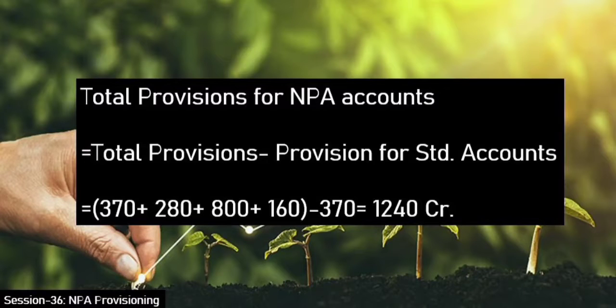So total provisions for an NPA account is derived by total provisions we calculated here minus the provision for standard accounts, because standard accounts is not categorized under an NPA. So from the earlier slide, you got the total provisions of 370, 280, 800 and 160 crore, of which 370 crore is the provision for standard accounts. So you subtract that and you get a total provision for NPA accounts of 1240 crore.